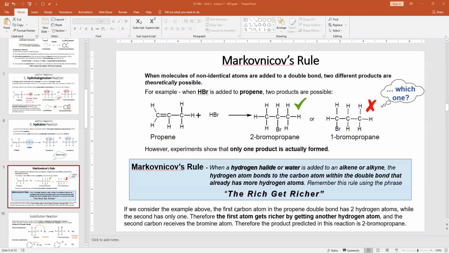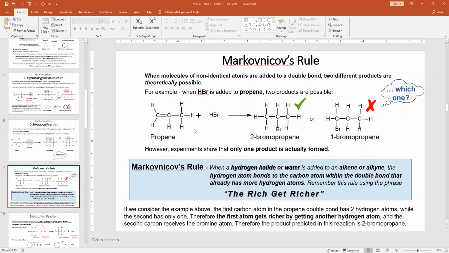All right. So you just apply this rule whenever you're doing an addition reaction where you have two non-identical atoms. If they were identical, it doesn't matter. If you have two hydrogens, one of them goes here, the other one goes there, no difference. If you have two bromines, one of them goes here, one of them goes there. This is the case where you're adding non-identical atoms. One of them is a hydrogen, one of them is a bromine, and then it matters which carbon each one goes to.